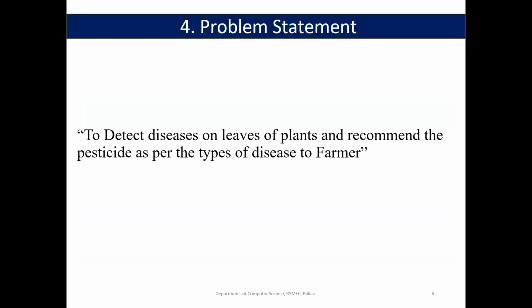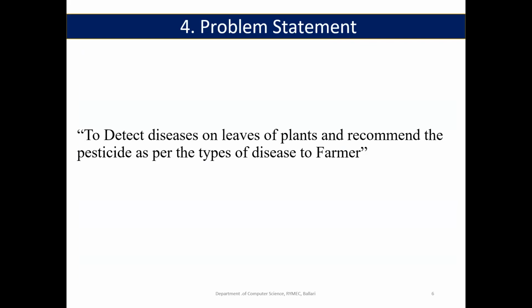Coming to the fourth slide, we have problem statement. So the problem statement is to detect the diseases on leaves of plants and recommend pesticide as per the types of diseases to the farmer. When the plant has been infected or affected by any disease, it will decrease plant yield and it also reduces farmer income.